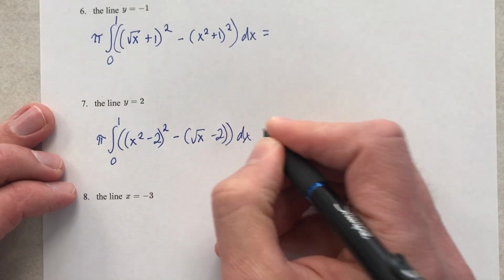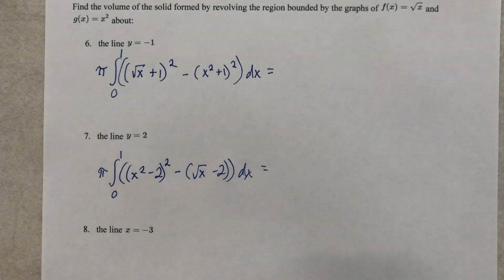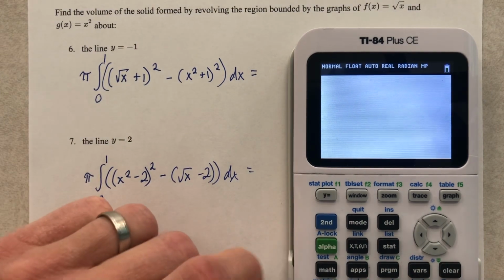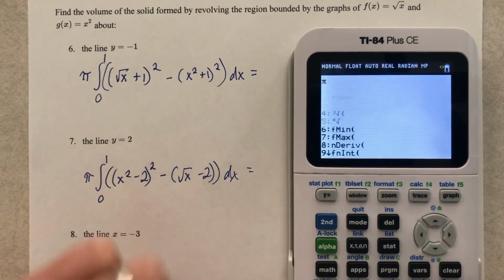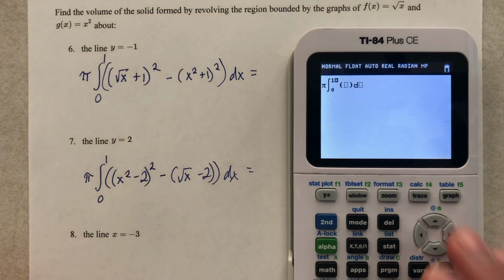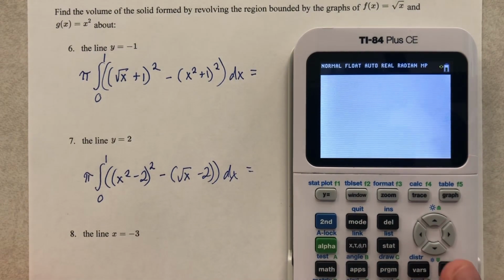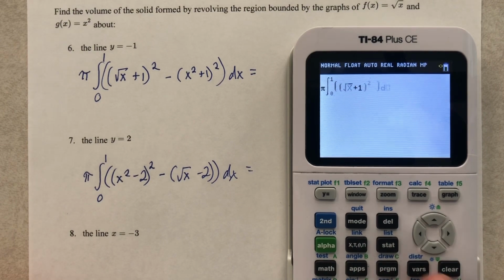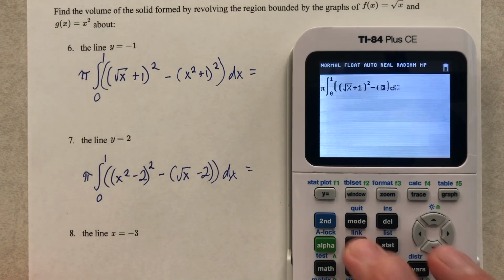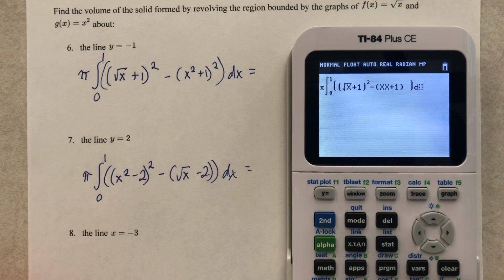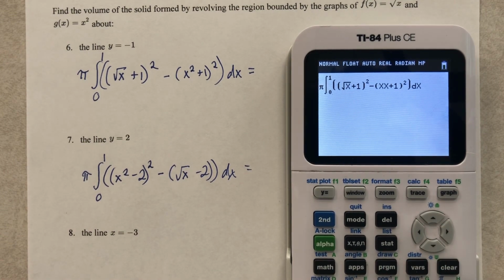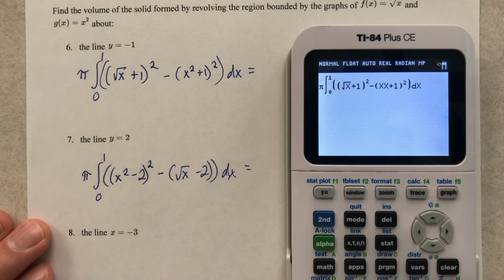And then dx. Okay, let's crank out a couple answers very quickly just so we'll have the numerical answer, just in case you're wondering years down the road what that answer was that we never talked about. And here we go. 0 to 1 of square root of x plus 1, and then we square that, and then minus x squared plus 1, and then we're going to square that one. And dx. Let's make sure everything is in order. Yep. That one's good.